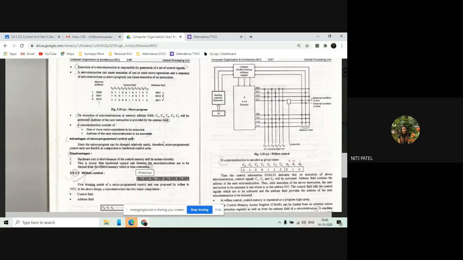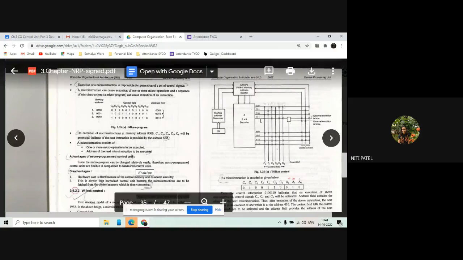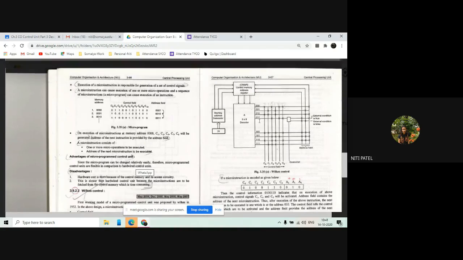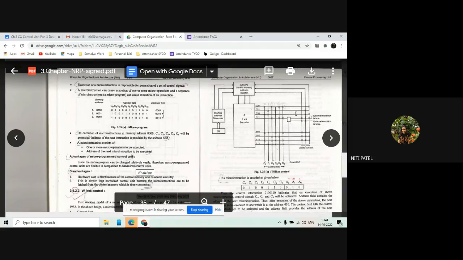Okay, now come to the next page, 367, on the right hand side. What is this? This is your diagram for the Wilkes's control.